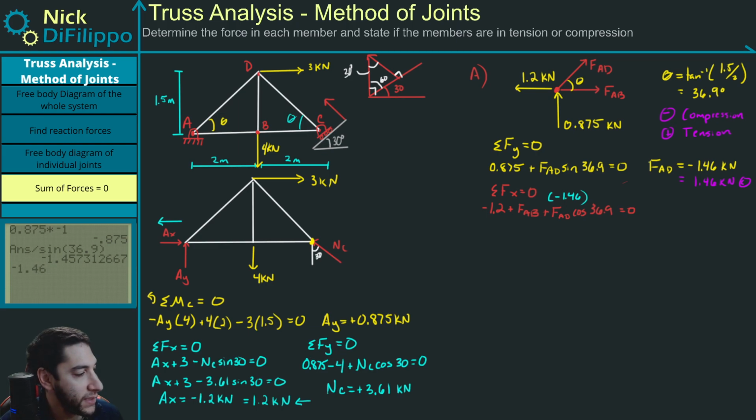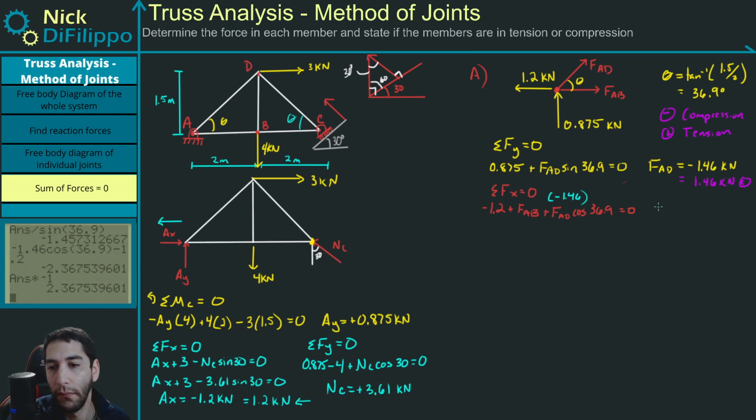Minus 1.46 times the cosine of 36.9, then minus 1.2. Bring it to the other side of the equation, and I get FAB is equal to positive 2.37 kilonewtons. So that means that this is positive, so that member is in tension.